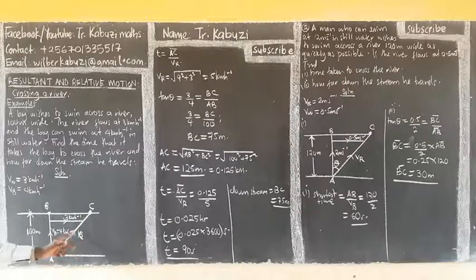And then this will be the velocity he is using, because this is the velocity at which he can swim, together with the velocity of the river. So we get the resultant velocity divided by this length there.